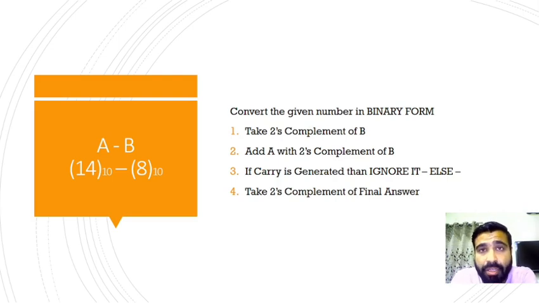Now after step number 2, you need to check whether carry is generated or not. If carry is generated, then you need to ignore it. But if carry is not generated, then you have to take the 2's complement of the answer obtained in step number 2. What was step number 2? That is the addition of a with the 2's complement of b. Fine. So let's try to understand this whole methodology with the help of the Logisim simulator.